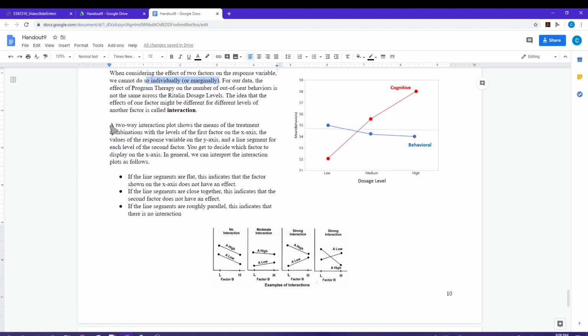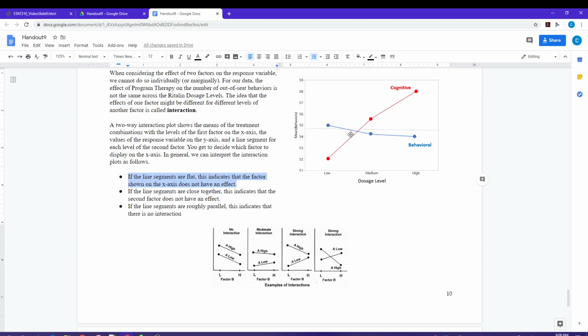Here's some more information on page 10. These bullets here: if the line segments are flat, if these lines are flat across here, straight across, then that's going to indicate that the factor that you have on the bottom is not important. So that's almost the case here for behavioral. It doesn't really matter what dosage level we use. The effect of the behavioral therapy is pretty much the same.